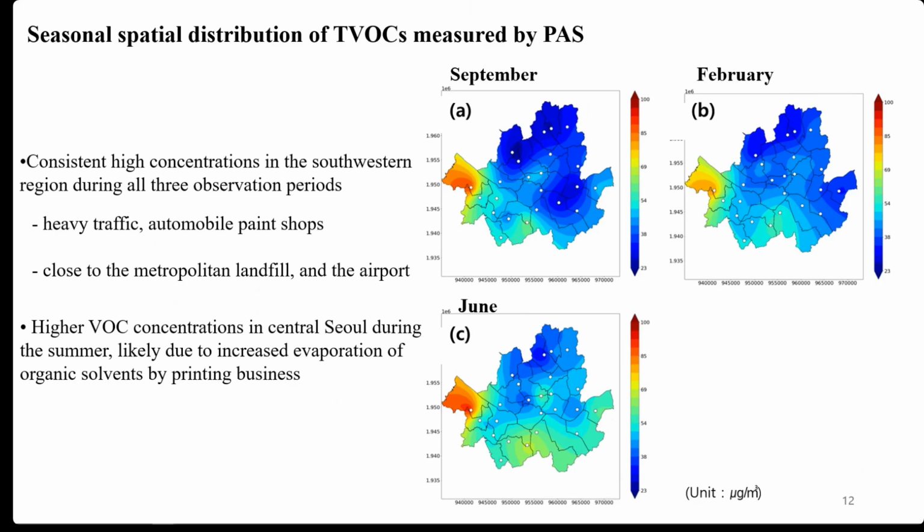This high concentration is believed to be due to the concentration of VOC sources such as heavy traffic, automobile paint shops, and laundries. Particularly, the western area of Seoul shows high VOC levels due to the cumulative effect of nearby businesses, the metropolitan landfill, and the airport. Regionally, higher VOC concentrations were recorded in central Seoul during the summer, likely due to increased evaporation of organic solvents in the hot weather.